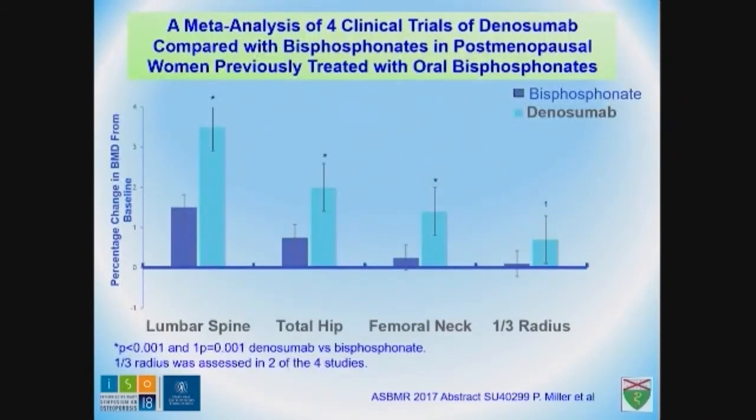One of the interesting things that points out how potent it is: in this meta-analysis of 4 clinical trials of Denosumab compared with bisphosphonates in postmenopausal women who had been previously treated with oral bisphosphonate, so everyone here had already seen a bisphosphonate, if they then got continued bisphosphonate, as opposed to being switched to Denosumab, there was a much greater increase in bone mass when you switch to Denosumab. So there is an increment of further suppression of bone resorption that you can achieve by switching to these drugs.